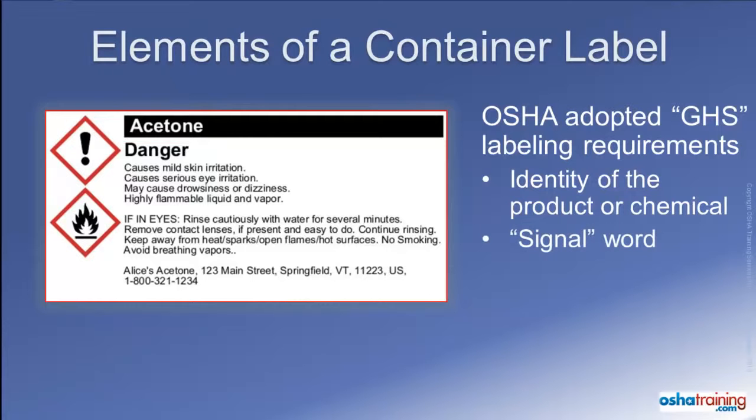Next is a signal word. There are only two that are used in this system, either the word danger, which indicates a relatively severe or immediate hazard, or warning, which indicates a less severe but still potentially harmful level of hazard.